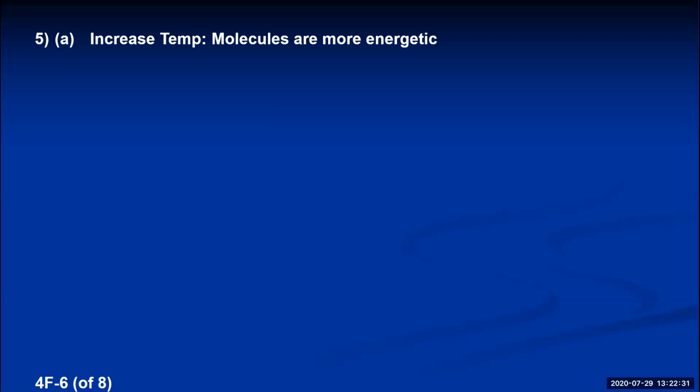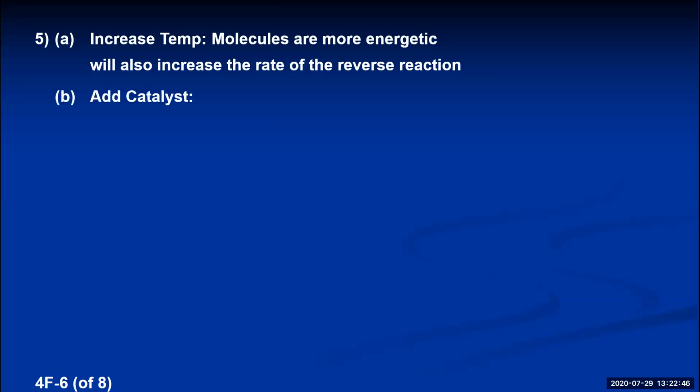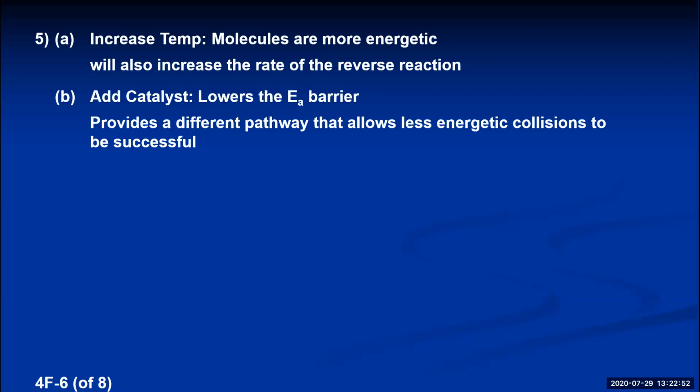Well, if you increase the temperature, you're not only increasing the rate of the forward reaction, but you're also increasing the rate of the reverse reaction. B, what are you doing when you add a catalyst? When a catalyst is added, you're lowering the activation energy barrier. And what does the catalyst do to make this possible? It provides a different pathway that allows less energetic collisions to be successful.